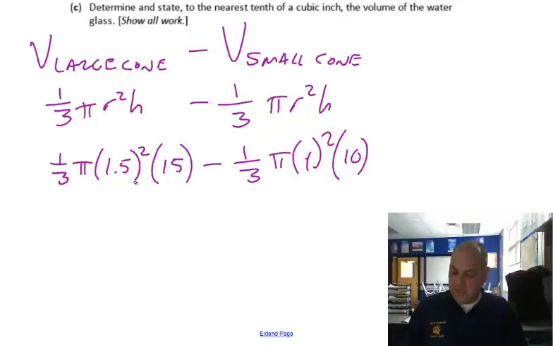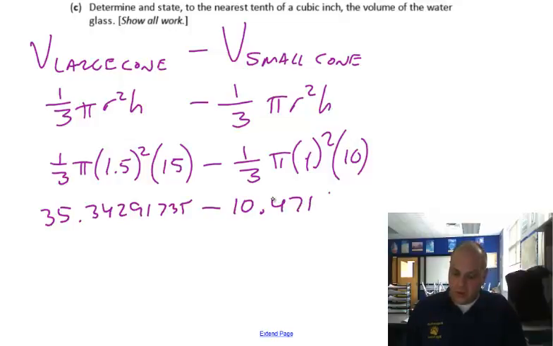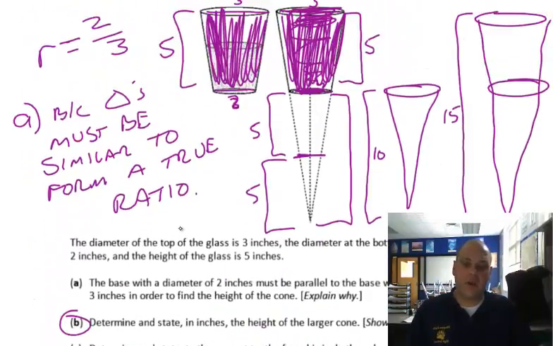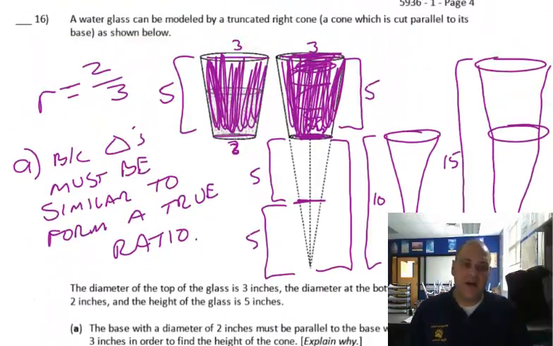All right, so I did this, and it's 35.34291735. Take away 10.47197551, and you come up with 24.9 rounded to the nearest tenth. Always look to what they want it rounded to. So that water cup must have a volume of 24.9 because I subtracted the big volume minus the small cone. Therefore, the leftover, this is the leftover piece right here.